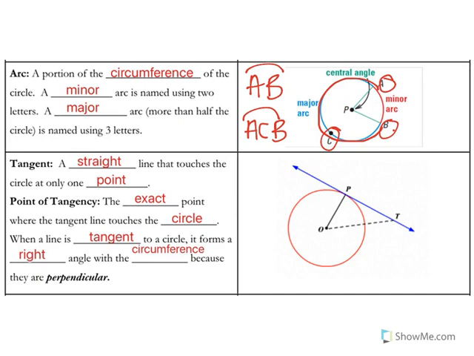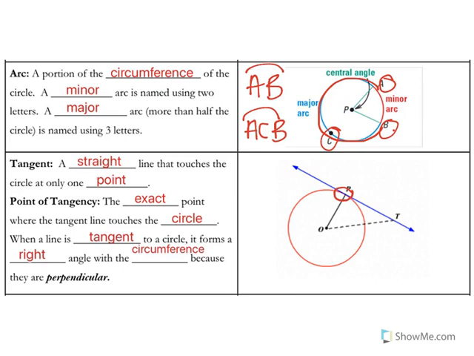Now we want to talk about a tangent. A tangent is a straight line that touches the circle at one point. This purple is the tangent. It touches it only at that point P. That is called the point of tangency. It's the exact point where the tangent line touches the circle.